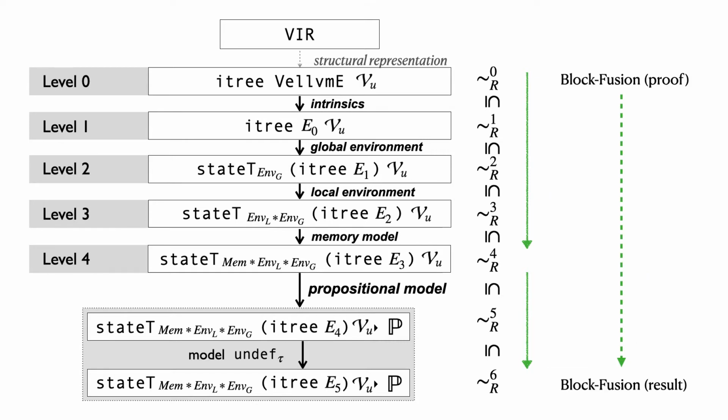Interestingly, the block fusion proof does not depend on the state at all, purely in terms of the control flow. And it can be established at the very first level before giving any semantics of the state events, and therefore before introducing any concrete state. However, because of this stack of inclusion, the result can be transported all the way down.